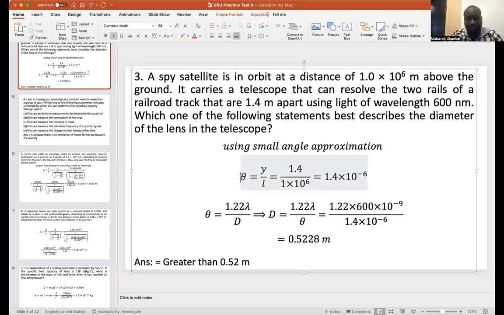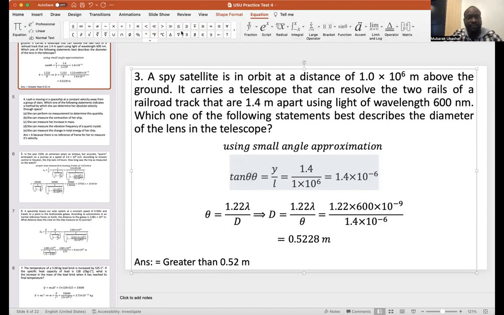So for the small angle approximation, I can write here tan theta is approximately equal, so I'll put the approximately equal sign here so you see what's going on, to theta, which is y over L. So y is 1.4 meters divided by L, the distance above the ground. And then that's going to give us this angle. So theta is 1.22 lambda over d. Then from here, we'll get d is 1.22 lambda over theta. Becomes 1.22 times the wavelength, 600 nanometers, converted to SI units, over theta we just got here.